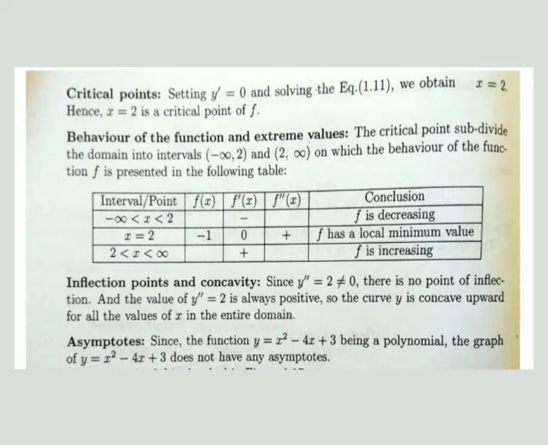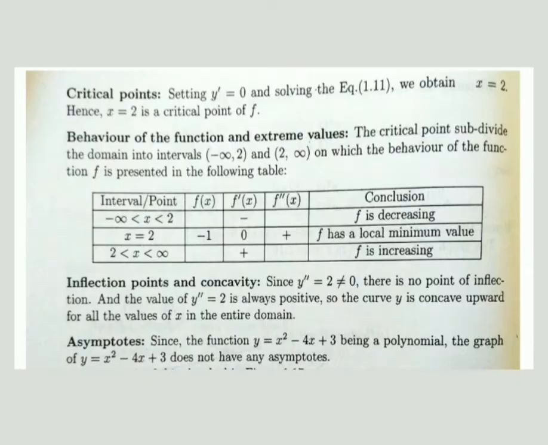What about the f double dash of x? F double dash of x is obtained as 2 here. Observe that y double dash is equal to 2. So if the x value changes, the y double dash does not change. So that is plus only, always.